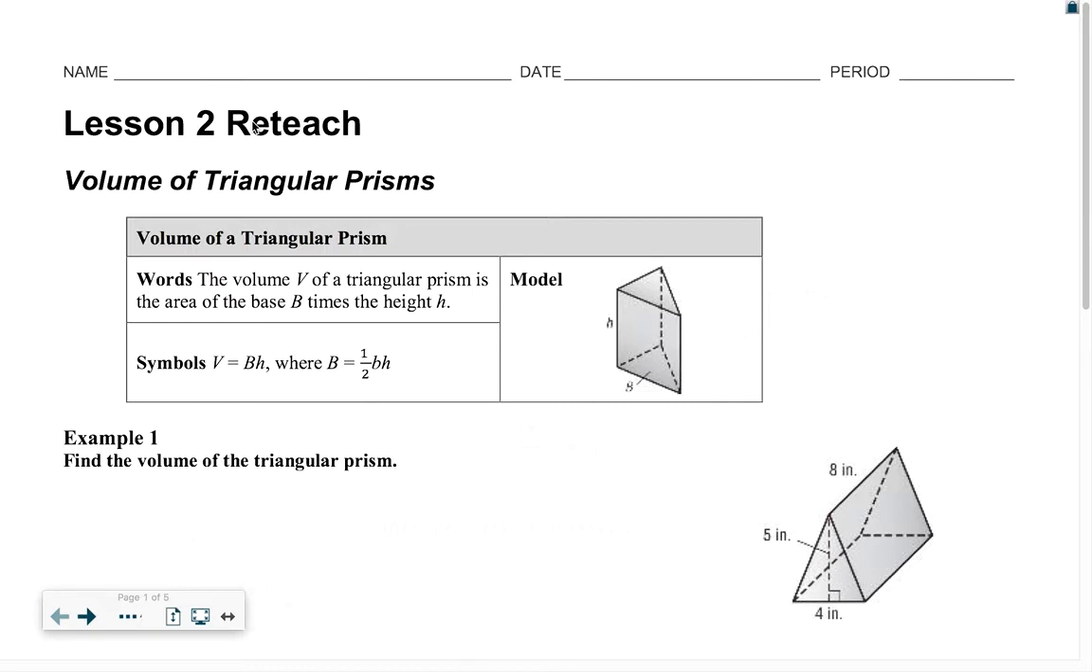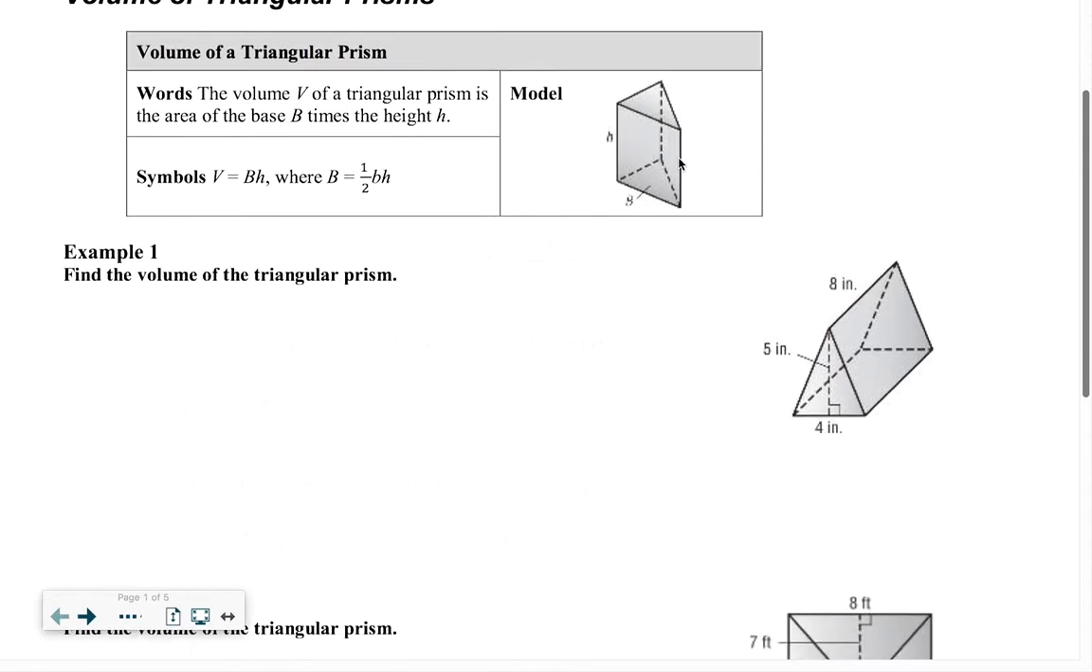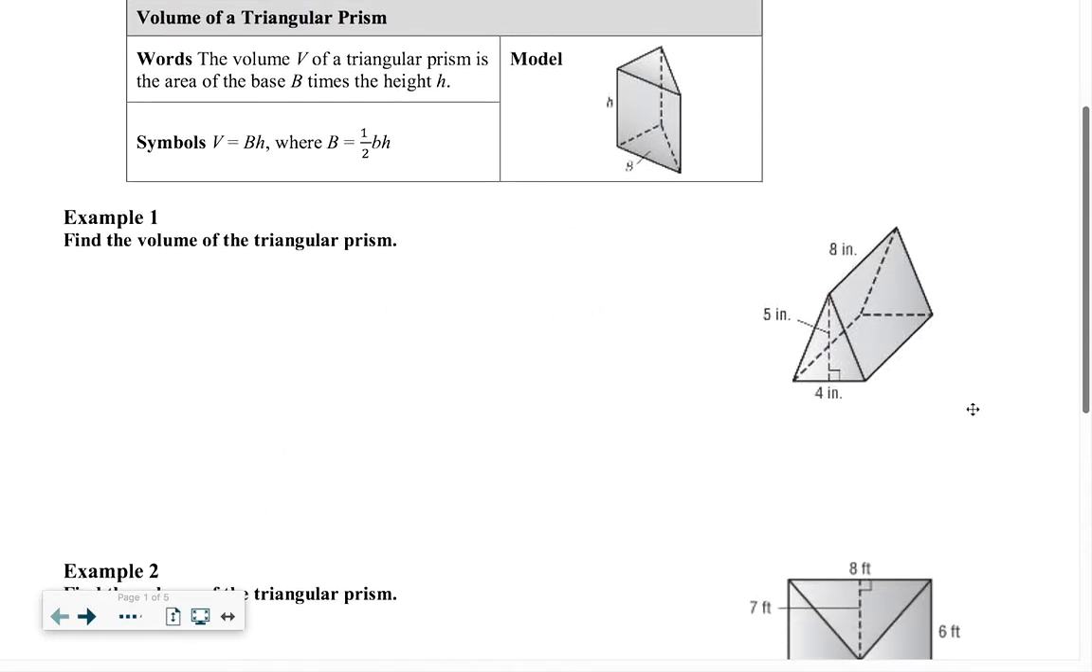The sub should have handed out lesson 2 reteach, which is about volume of triangular prisms. A triangular prism is simply a three-dimensional shape that has a triangle as a base, and it also has a parallel side that's a triangle. As you can see here, there are some different shapes. We have a triangular prism right there, another one there, another one there.